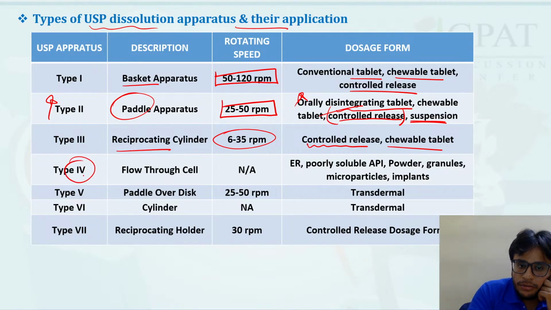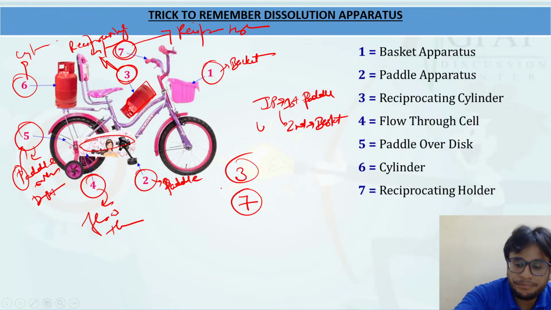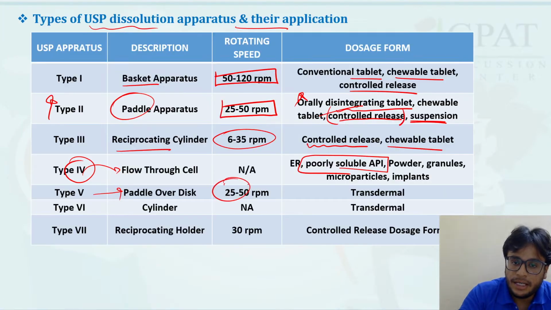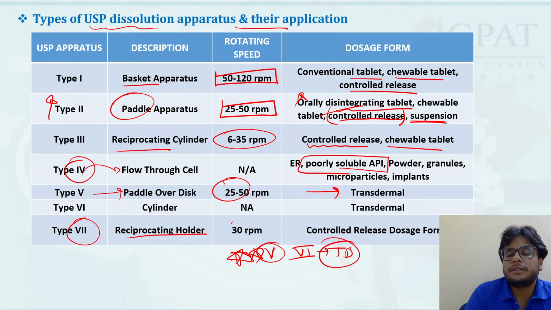Type 4 is the flow through cell, which is mainly used for poorly soluble APIs. Type 5 is the paddle over disc, which allows 25 to 50 RPM and is used for transdermal tablets. Types 5 and 6 are mainly for transdermal tablets. This can be a question; this is an important question. And type 7, the reciprocating holder, utilizes 30 RPM and is mainly used for CDDS.